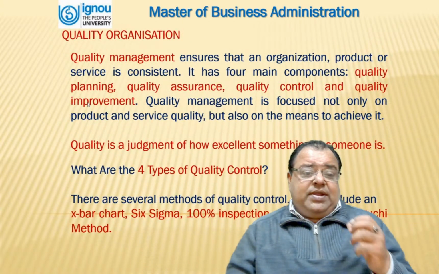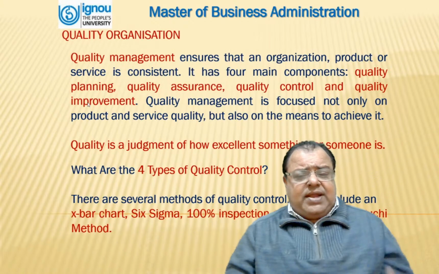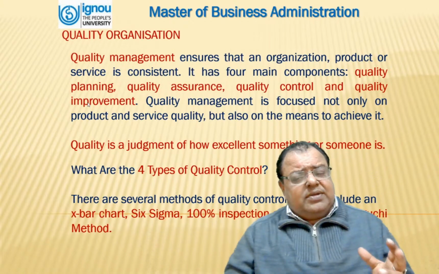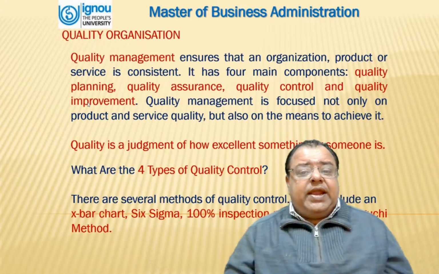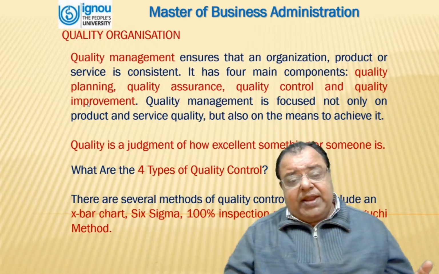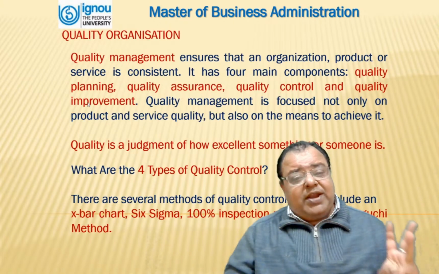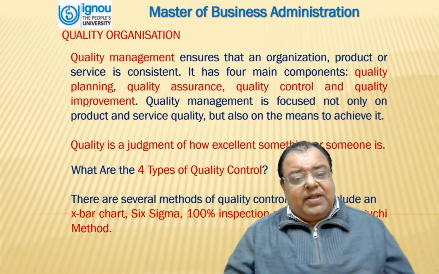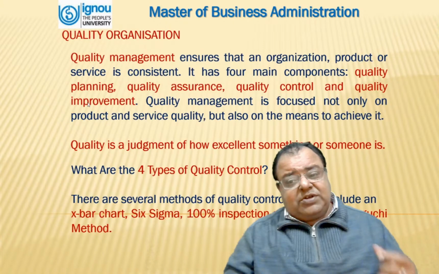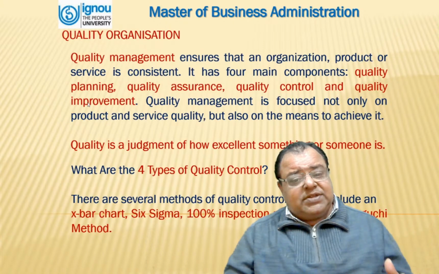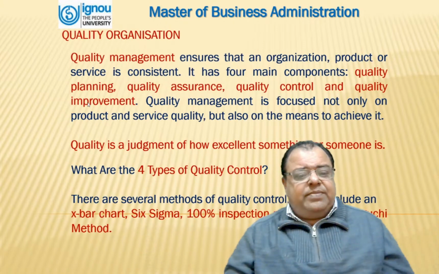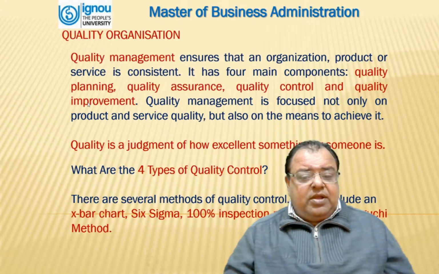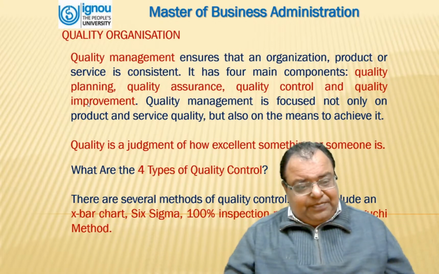Quality management ensures that an organization, product, or service is consistent. It has four components: quality planning, quality assurance, quality control, and quality improvement. Quality management is focused not only on the product and service quality, but also on the means to achieve it. Quality is a judgment of how excellent something or someone is.